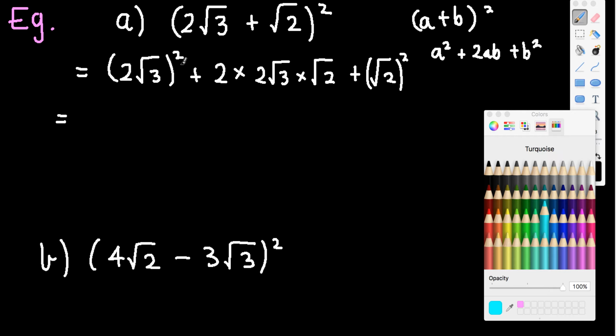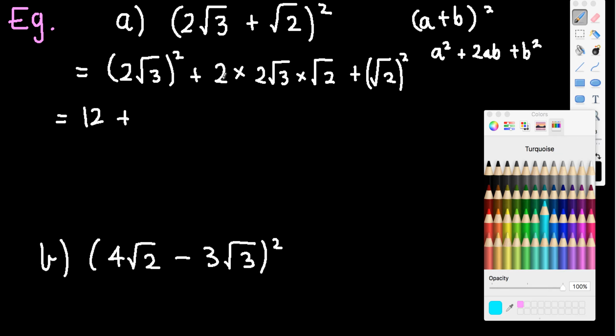Next step, I want to square this. So that's going to be 2 squared by root 3 squared. So root 3 by root 3. 2 squared is 4. Root 3 by root 3 is 3. So 4 threes, left with 12.